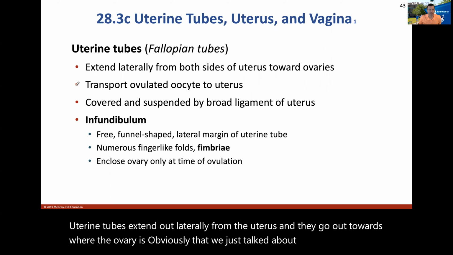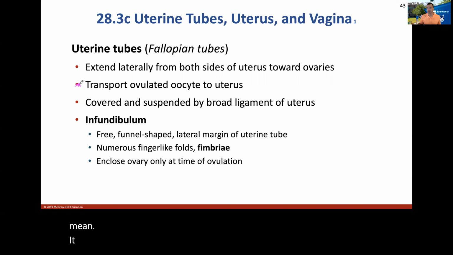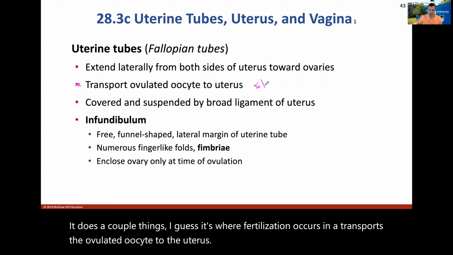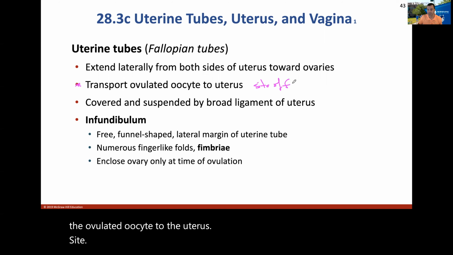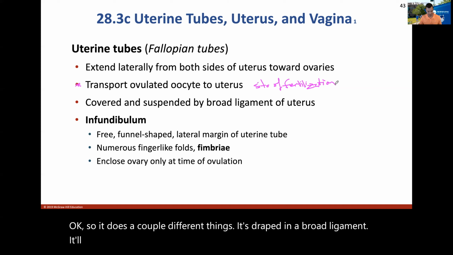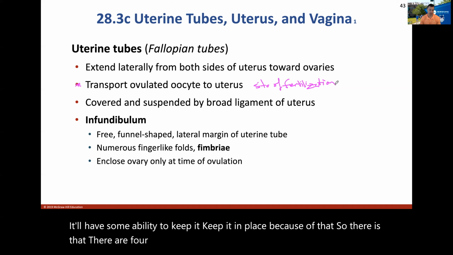The uterine tube does a couple things, I guess. It's where fertilization occurs, and it transports the ovulated oocyte to the uterus. Site of fertilization. Okay, so it does a couple different things. It's draped in a broad ligament. It'll have some ability to keep it in place because of that. So there are 4 different parts to the uterine tube that you should know about.